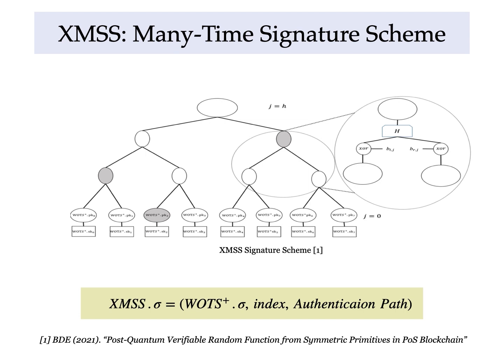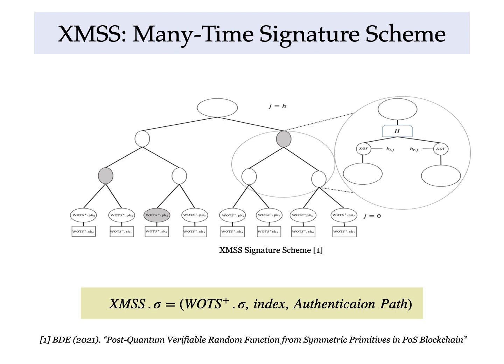XMSS, as I explained, is a many-time signature scheme. At the bottom level, or level 0, you can see layer 0. We have a WOTS+ signature scheme. WOTS+ is a one-time signature scheme, which I explained in the previous slide. In layer 0, or the bottom layer, we have 2^n WOTS+ key pairs. Each of these key pairs can be used to sign one message.